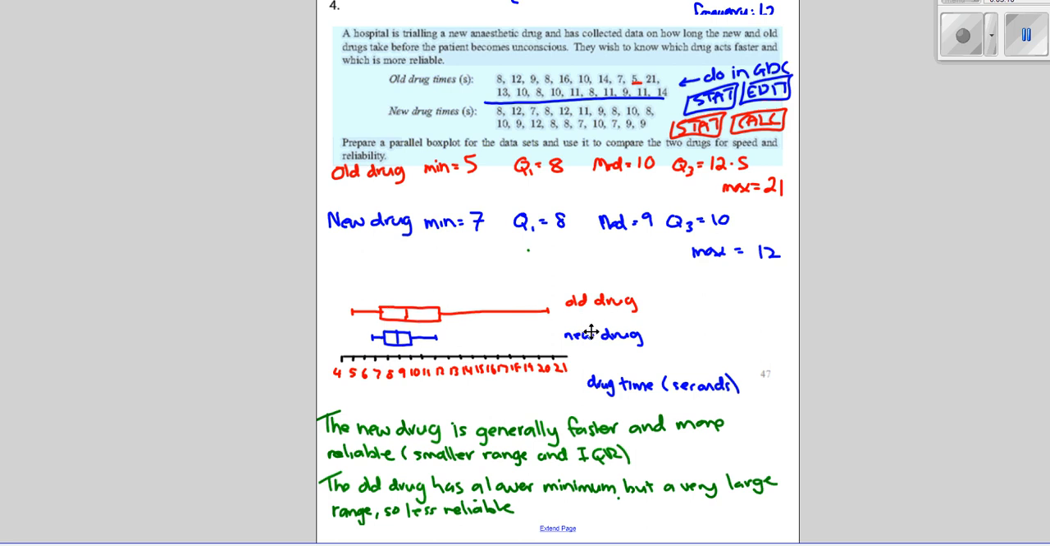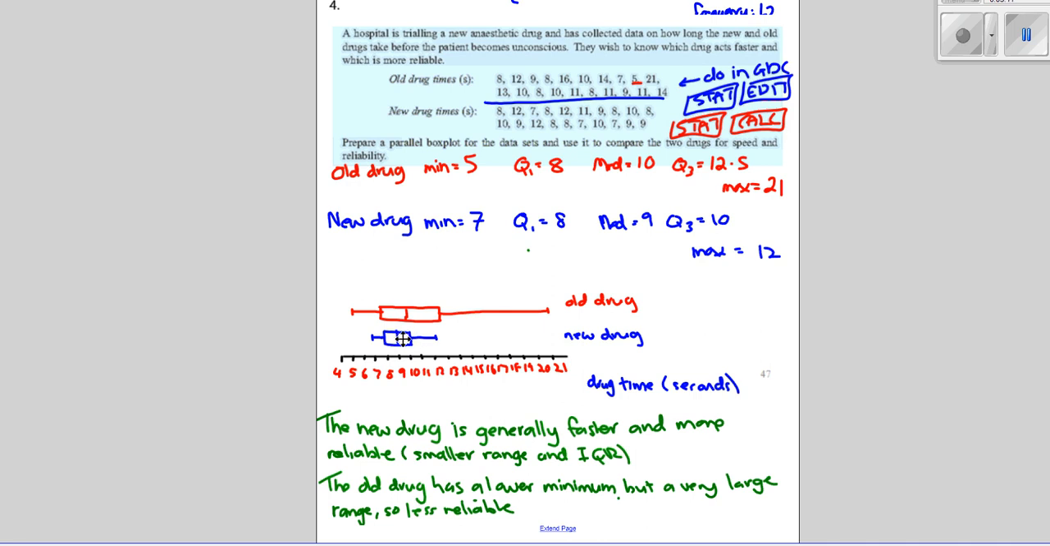So the old, notice they have the same scale, and I label the scale, drug time in seconds. So they have the same scale. So I had to make sure my scale went from roughly like 5 to 21, because that's kind of like what the results seem to go to. Which one, the old drug or the new drug, has the lower interquartile range? Which one has the lower interquartile range? Yeah, it's got a smaller box.